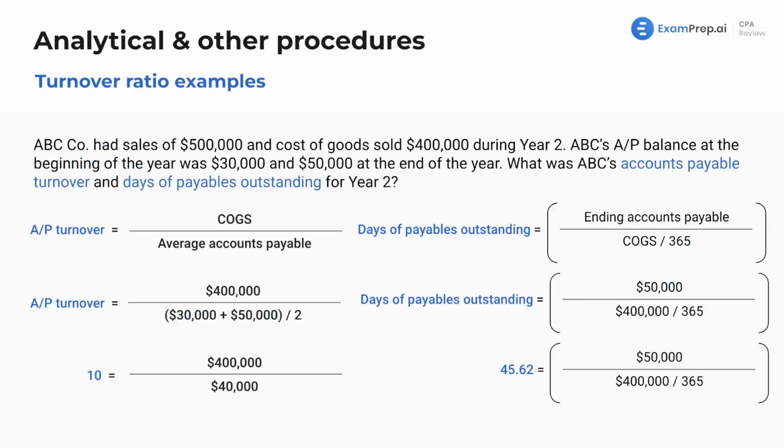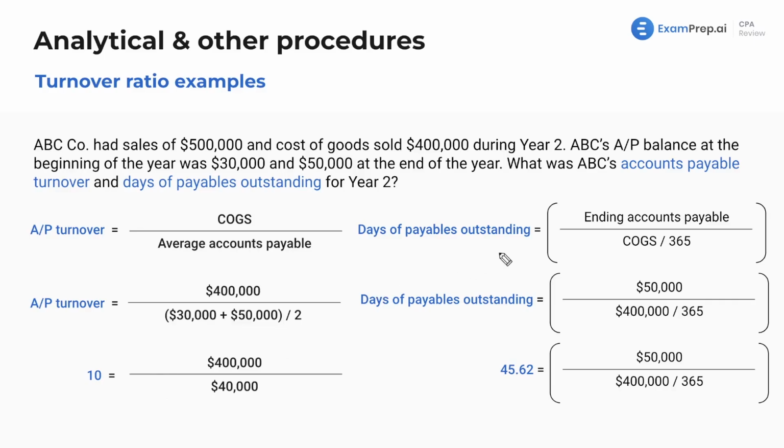We've got examples here. Let's see some examples for our turnover ratios. What are our accounts payable turnover and days of payables outstanding ratios? Well, we need to use them both in conjunction with each other. We're going to say that the AP turnover ratio is the cost of goods sold divided by the average accounts payable. We're just going to plug that in here. We have cost of goods sold of 400. We add together the beginning and the ending AP, divided by 2 to get the average. That gives us our AP turnover of 10.